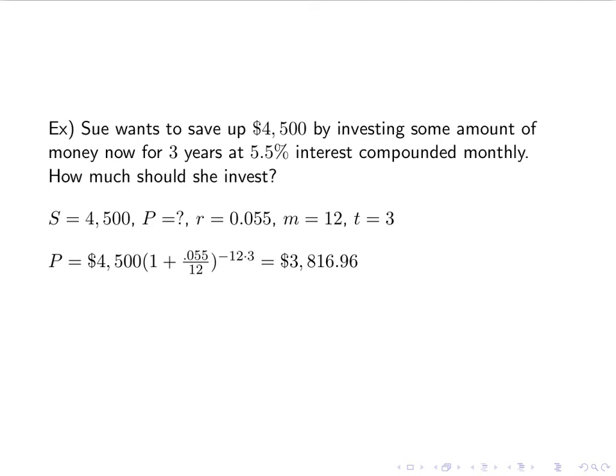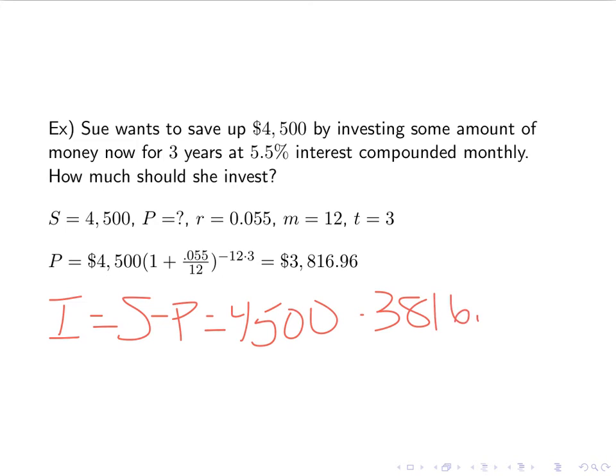Plug it into your calculator, and you should be getting $3,816.96. And again, I could ask, what's the interest? So the interest is S minus P, which is 4,500 minus 3,816.96. And so for interest, Sue made $683.04. Okay.